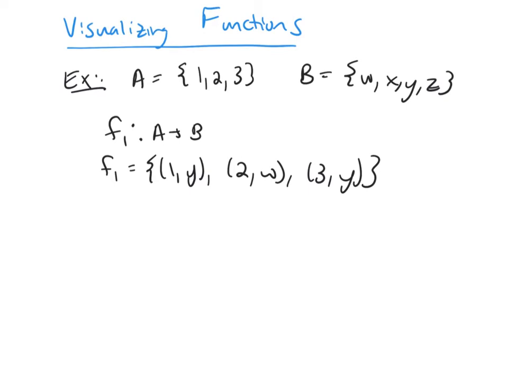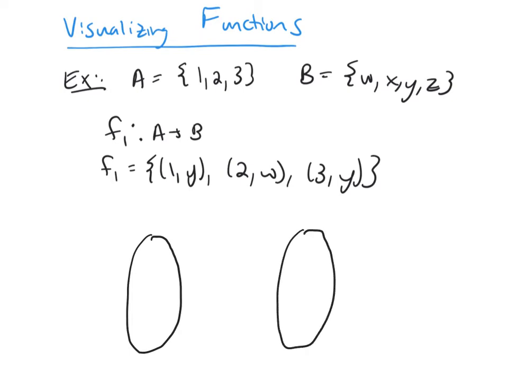So how do we visualize these functions? We do it in the following way. We use essentially two ovals here. So here's one, and here's the other. And then in the left one, we're going to write the elements of A: element 1, element 2, and then 3. And in the one on the right, you're going to write all the elements of B: W, X, Y, and Z.